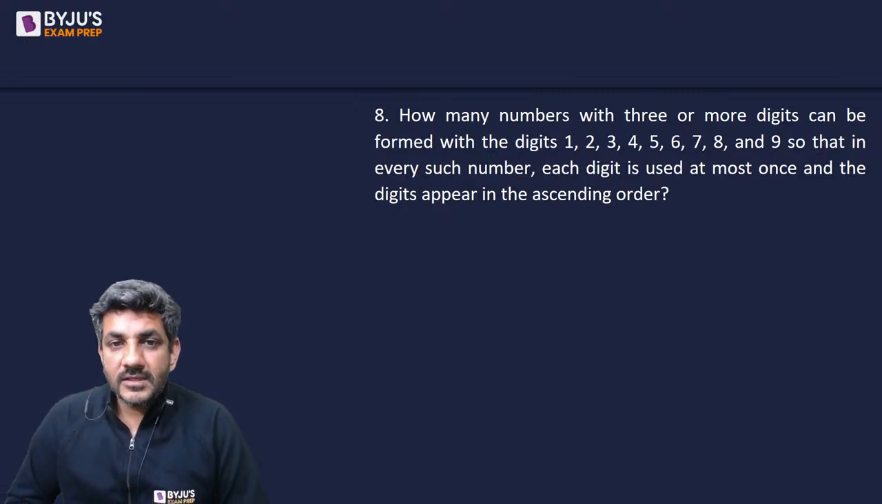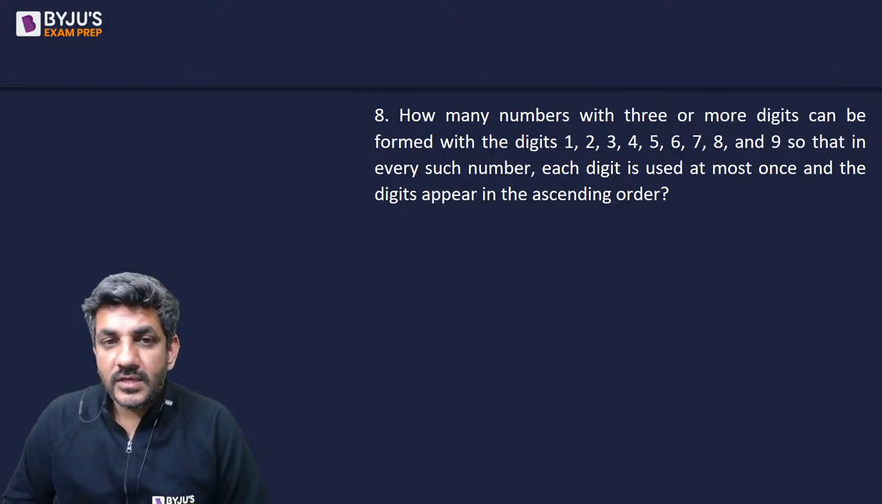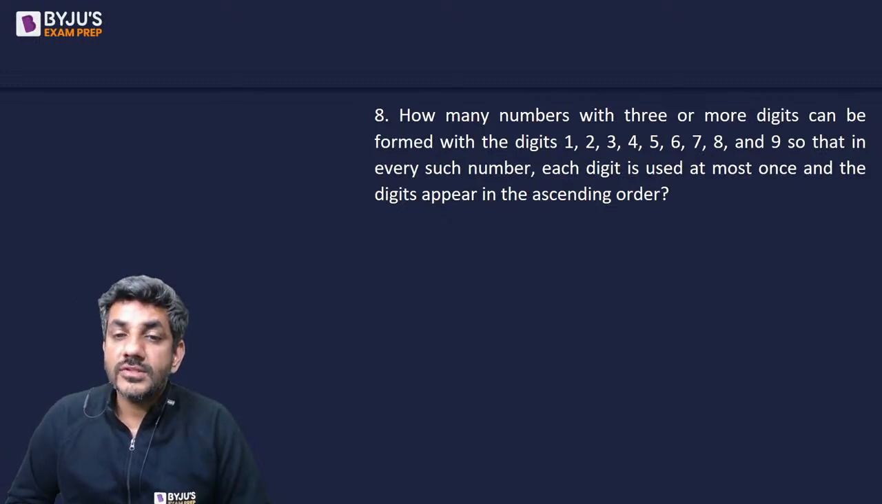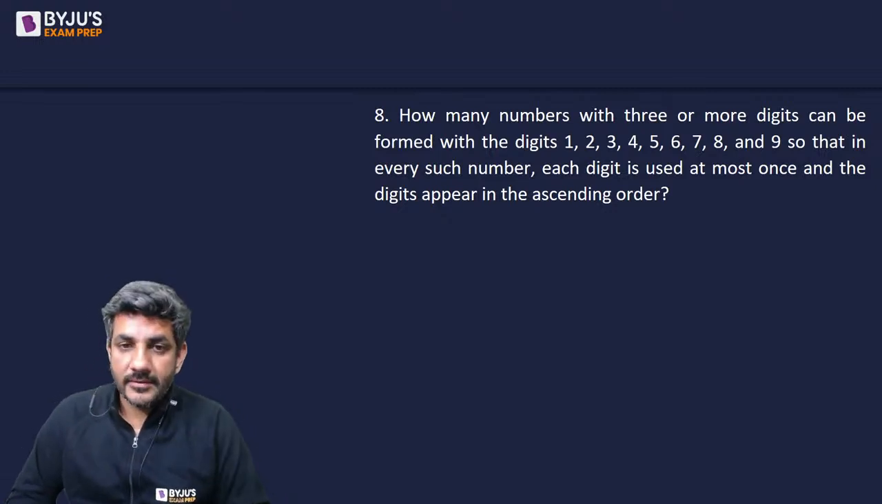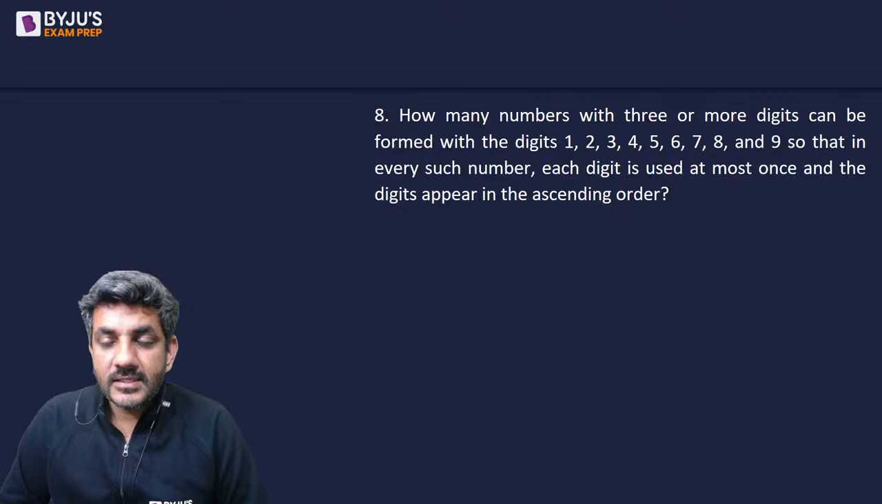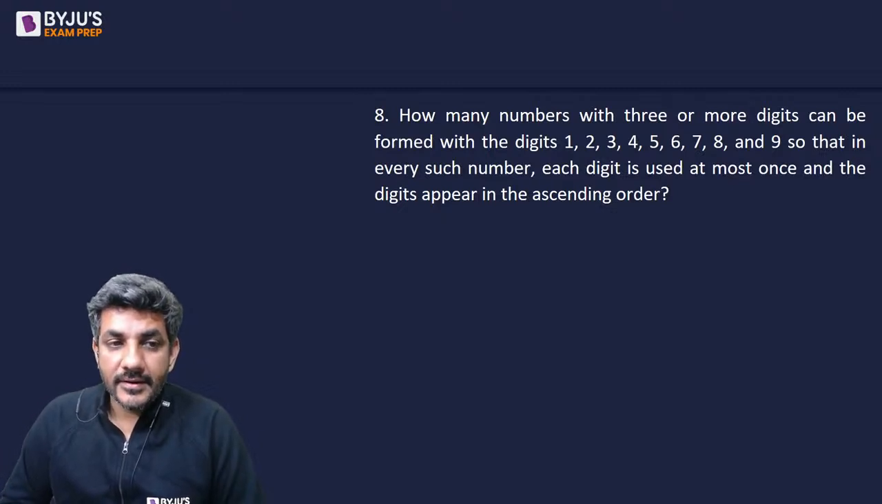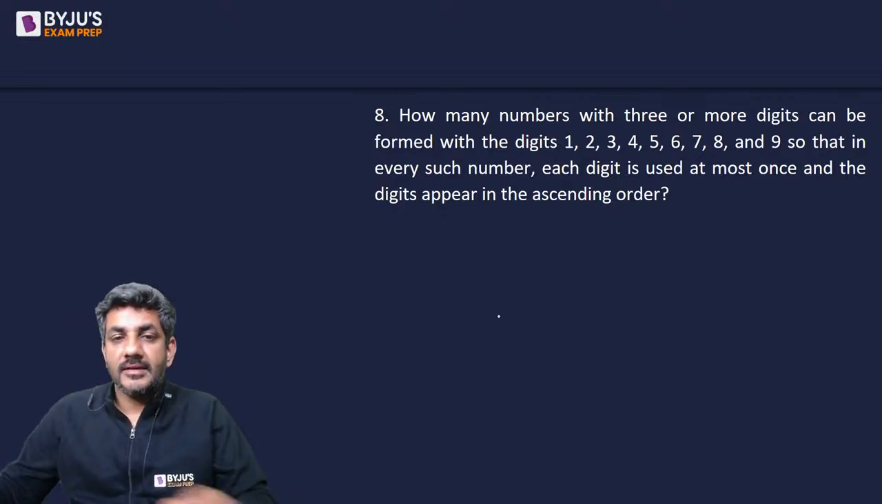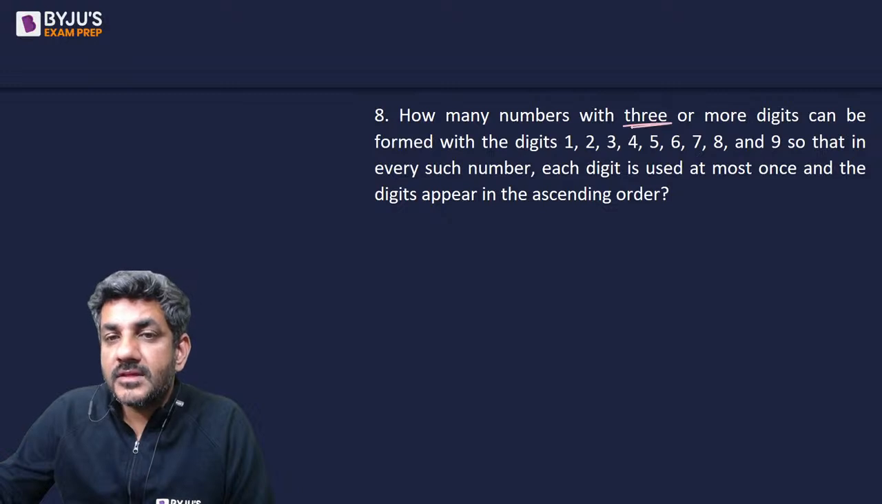How many numbers with 3 or more digits can be formed with the digits 1, 2, 3, 4, 5, 6, 7, 8 and 9, so that in every such number each digit is used at most once and the digits appear in the ascending order? Digits are appearing in the ascending order. Let us start. I have to make numbers with 3 or more digits.